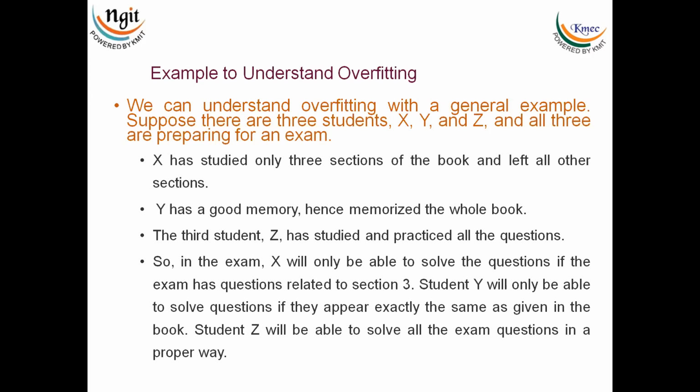He can perform well for seen data, but he cannot perform well for unseen data. That is the problem with X. If questions come from the first three units, he can perform well. But if questions come from the other two units, he cannot give the answer. So X is not performing well on unseen data. As for Y, he will only be able to solve a question if it appears exactly the same as given in the book. But Z can solve every problem because he did not memorize, he learned, and he practiced other questions also. So Z can perform better than X and Y here.